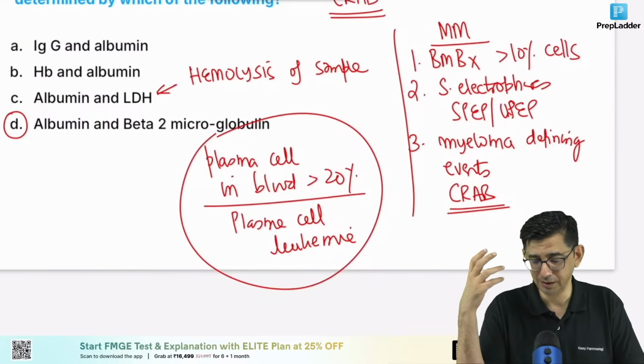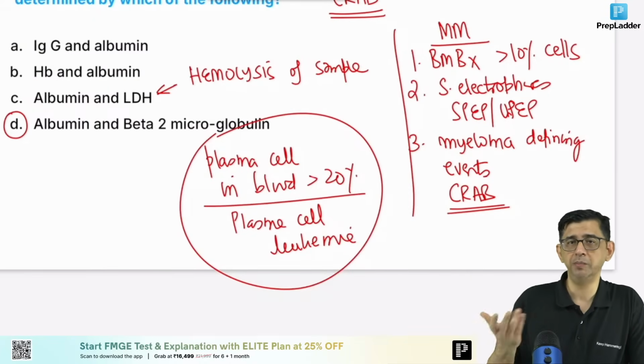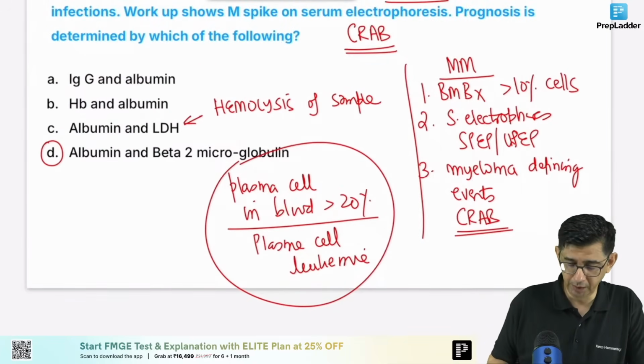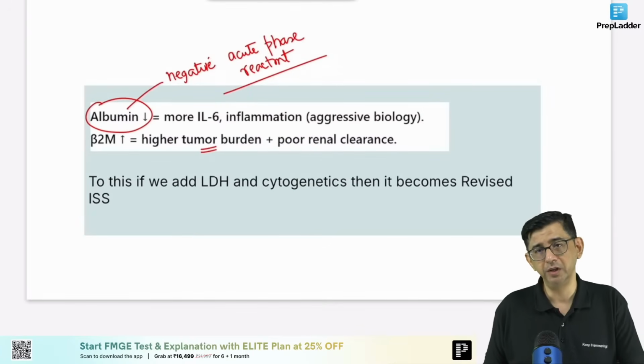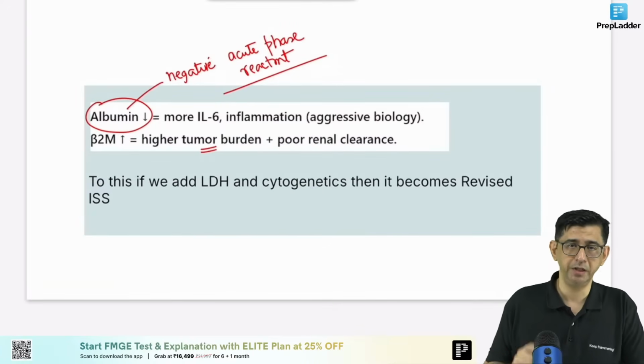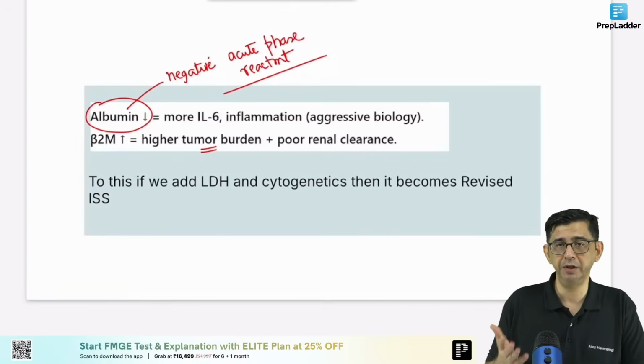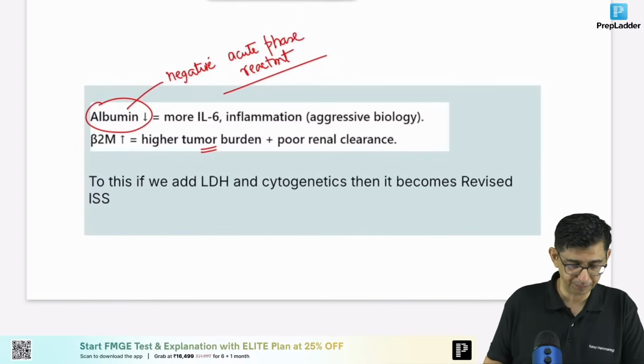So that's an important domain that I would like to say, plus prognosis of multiple myeloma: albumin and beta-2 microglobulin. And yes, we do take into consideration LDH and cytogenetics, but I told you the rationale: LDH can be elevated due to hemolysis of the sample also.